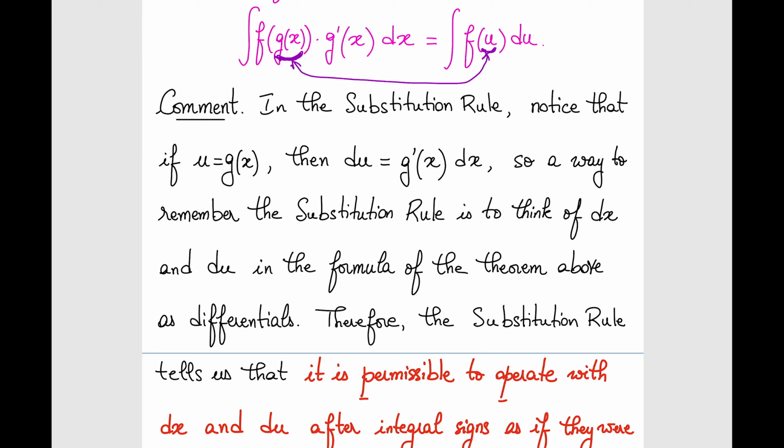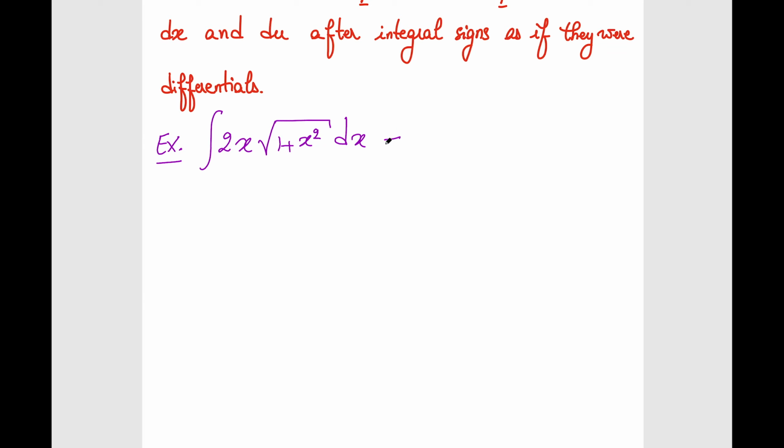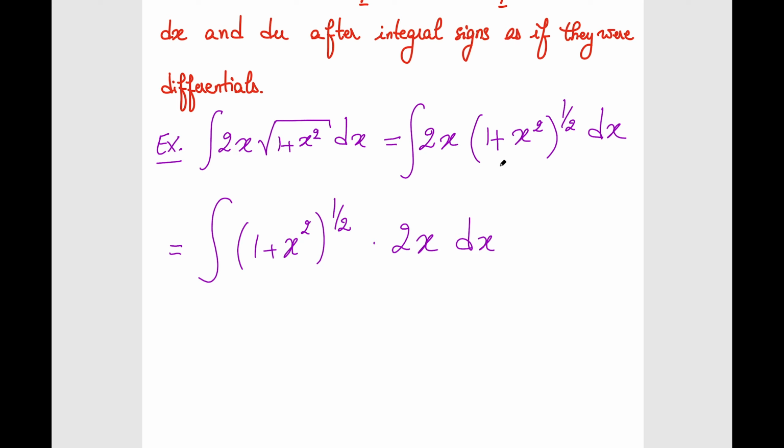Okay, so in order to set the stage for the choice, how about we think about this as 2x times (1 plus x squared) to power half dx, which is the same as (1 plus x squared) to power half times 2x dx. What I'm doing is just reversing the order here, right? A times b is b times a. So 2x times that is the same as that times 2x.